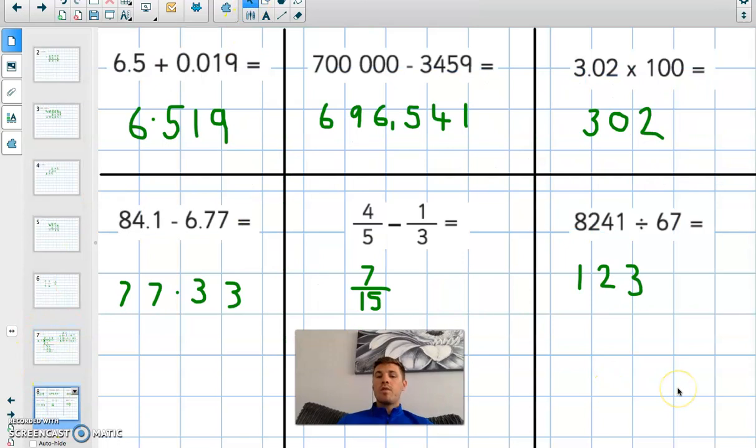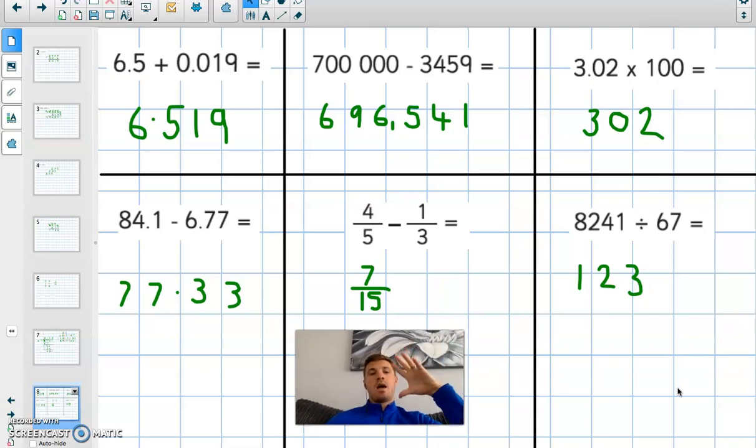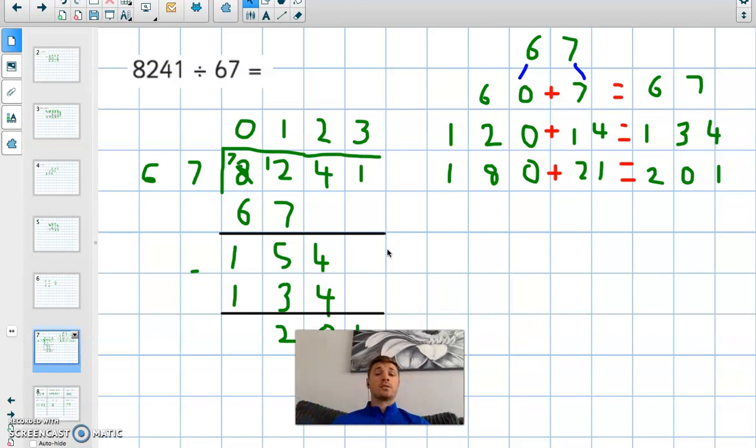Okay, here are all of the answers. There's a summary of the answers. Go back through your work, see if you've got the correct ones. If any are incorrect, make sure that you go through my workings to see where you might have gone wrong. I'm just going to flick back to this question here. Now, long division can be quite tricky because there's quite a few steps that you need to go through in order to get the correct answer.